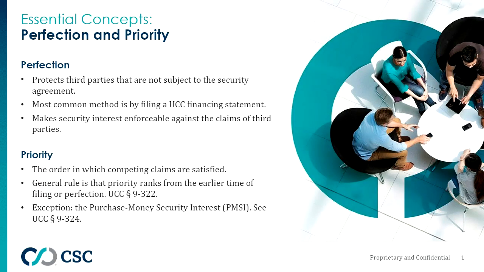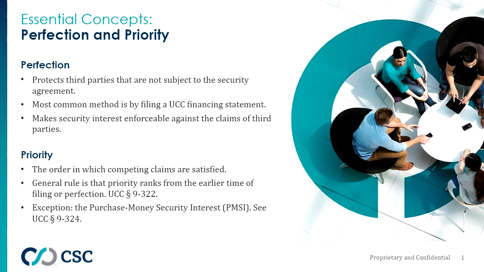Thank you very much, Jason. At this point in time, I'll start with the essential concepts that are important for everyone to really understand: perfection and priority. Perfection protects third parties that are not subject to the security agreement by making sure that they have the interest in collateral secured. The most common method of doing that, of course, is by filing a UCC financing statement, and that is what we're going to talk about as we go further in terms of the searching aspects of UCCs.